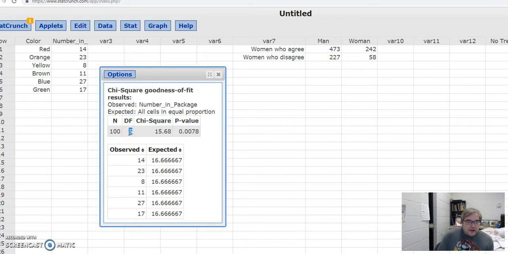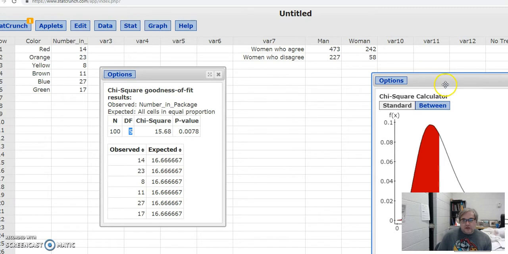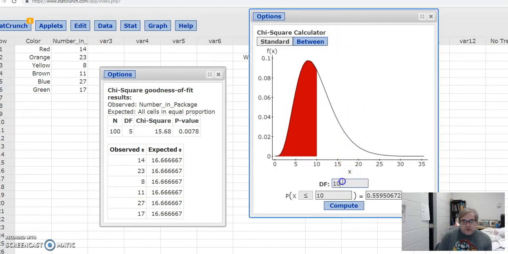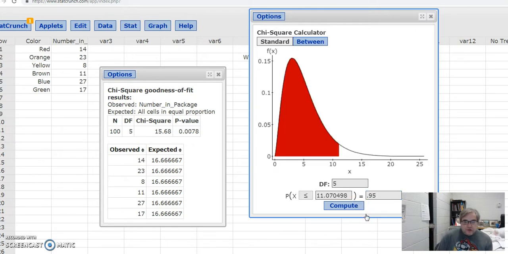Now the reason I need that is when I go to look up the critical value: stat, calculator, chi-square. I put in my degrees of freedom, 5, and depending on the significance level, if it's 5%, I keep this pointing this way, x less than some number, which is what we want. I'm not going to put in 5%, I'm going to put in 0.95 for 95%. The 5% would be in the upper end. Hit compute.